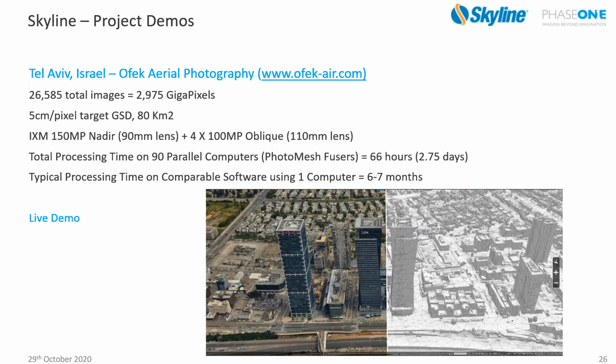So another project we will review was offered by OFIC Aerial Photography, which we work with on for mapping really large-scale projects. This one was 26,585 images, almost 3,000 gigapixels, and 5-centimeter target GSD, pretty large area, large urban area in Tel Aviv, 80 square kilometers. Also a combination of 150 megapixel nadir and 100 megapixel oblique, though with a 90 millimeter lens on the nadir and 110 millimeter lens on the oblique. So slightly longer lenses, slightly higher flight altitude.